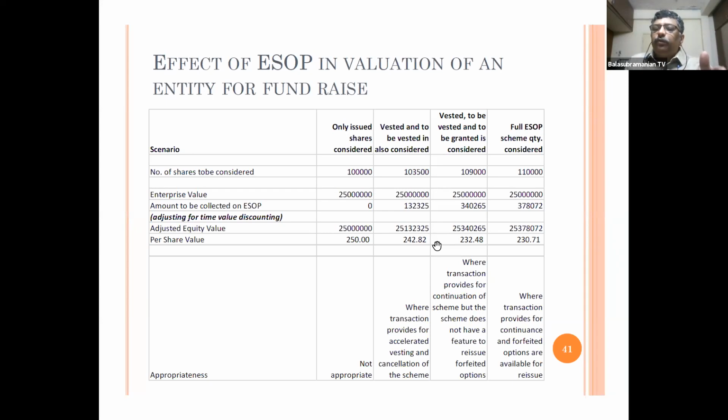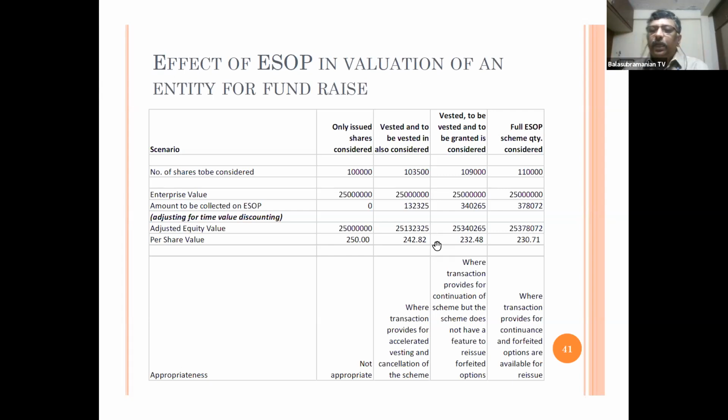Where the transaction provides for continuation of the scheme, but the scheme does not have a feature of reissue of forfeited shares. So the 1,000 shares which are forfeited, there is no option to reissue, but the existing scheme will continue or will get fully paid for. So in that case, the third option is more appropriate. The fourth is appropriate where it provides for continuance and the scheme also provides for forfeited shares or options to be reissued to somebody else. So the ESOP pool remains intact.